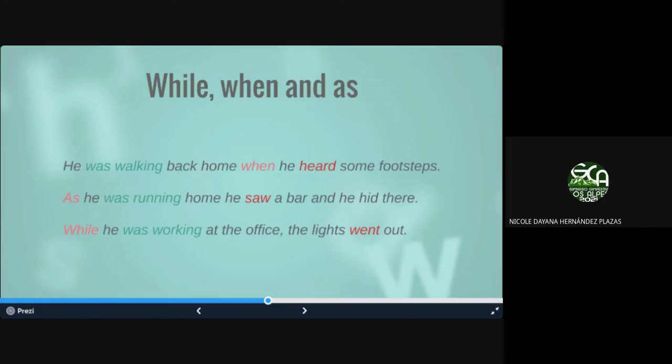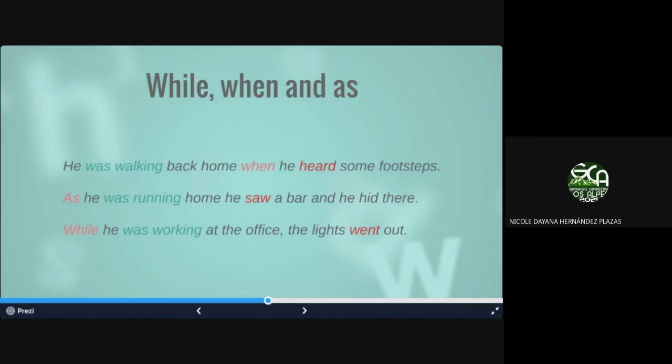Okay, Thomas, the second one. Go ahead. As he was running home, he saw a bar, and he hid there. Thank you. So look at this. In this case is as I told you, como les dije, as in this context is going to be something like mientras. As he was running home, mientras él corría a casa, he saw a bar and he hid there.